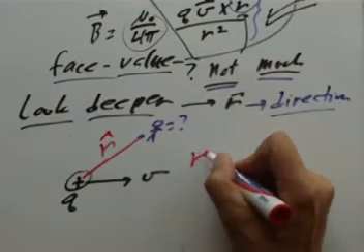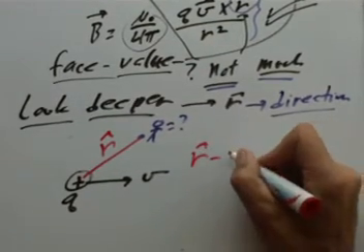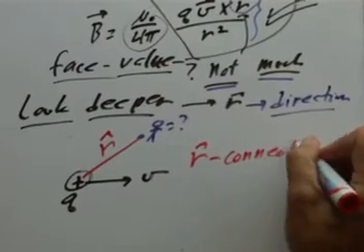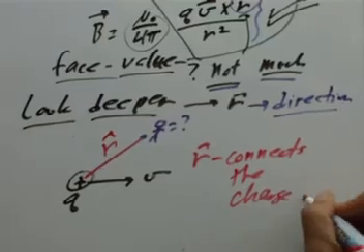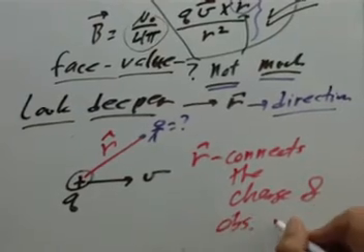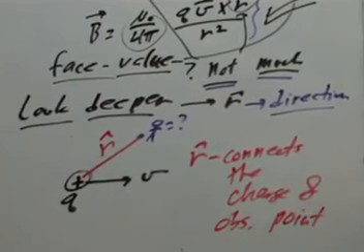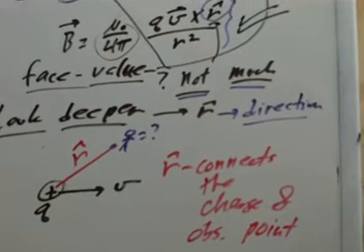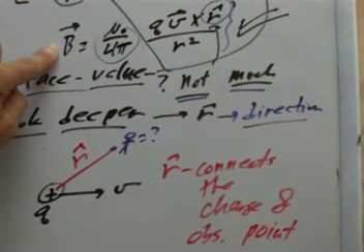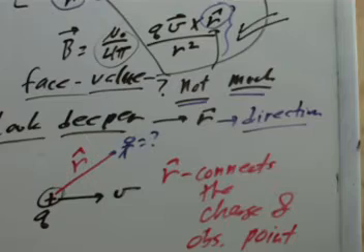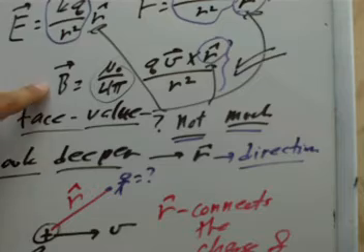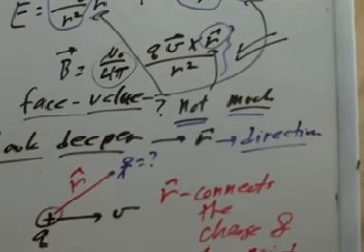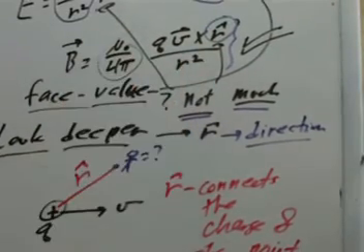So in this case, my deeper look revealed that my r hat connects the charge and observation point. That's what r hat's job is in this particular equation, to make that connection. So you can't really get the true meaning for r hat just by looking at the equation. It's a very general equation that works, but you have to make at least a small adaptation to your problem in order to understand what that r hat may be.